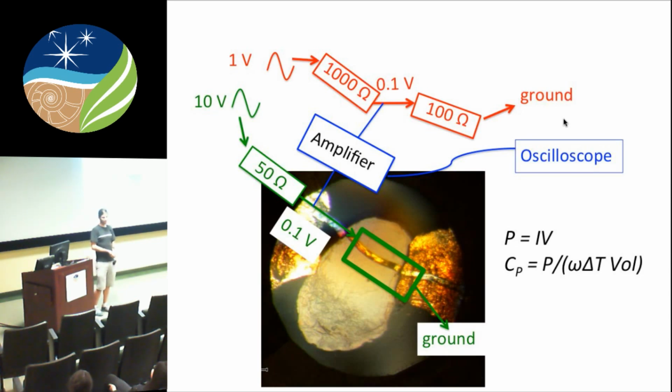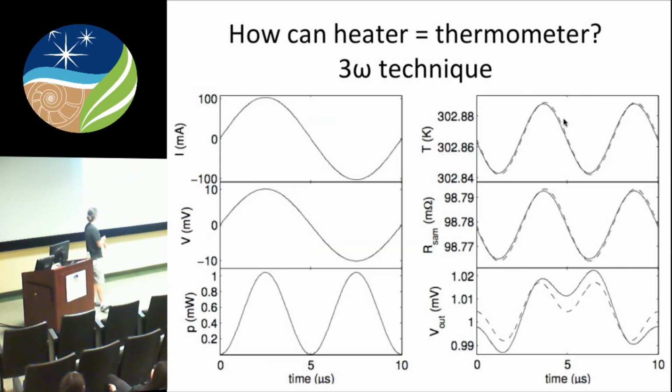Now I need to explain the most complicated part of my project: how to measure temperature. This sample is tiny, so putting a thermocouple next to it would not measure the heat capacity of the sample itself. It would measure something else. So instead, I've learned about this thing called the third harmonic technique, or 3 omega technique. It's a little tricky, but I think it's powerful, and it's been used at ambient pressure. So I've adapted it to high pressure.